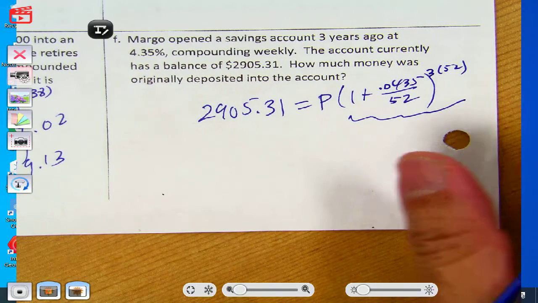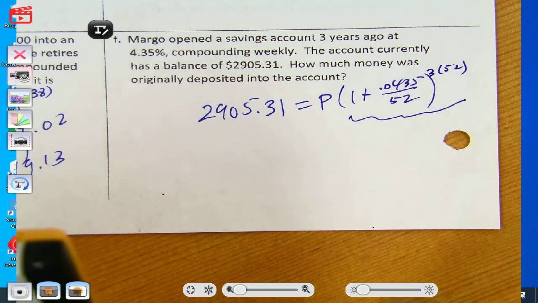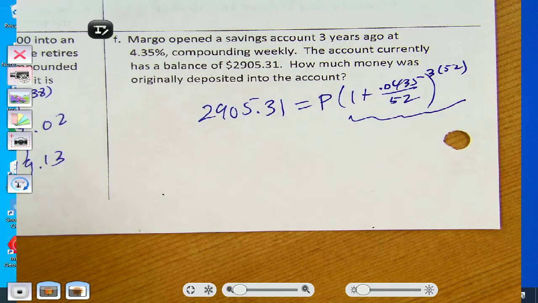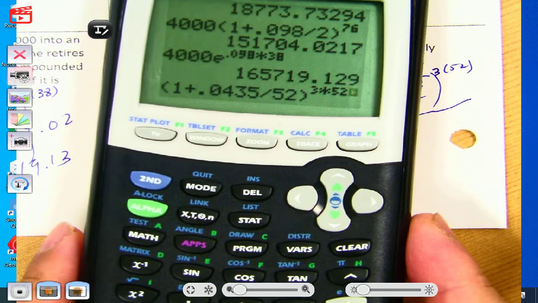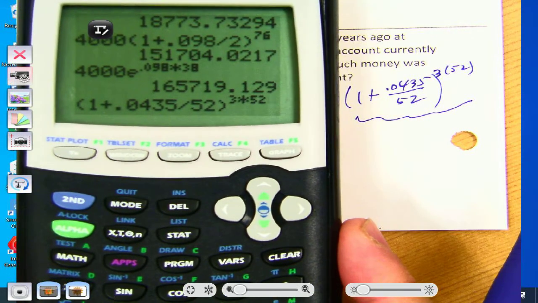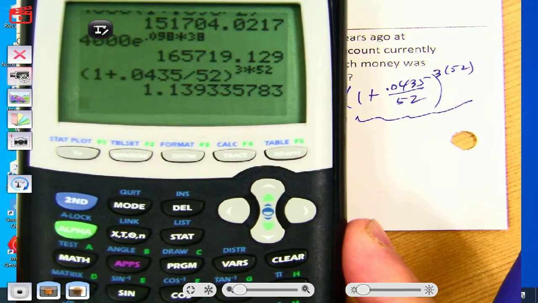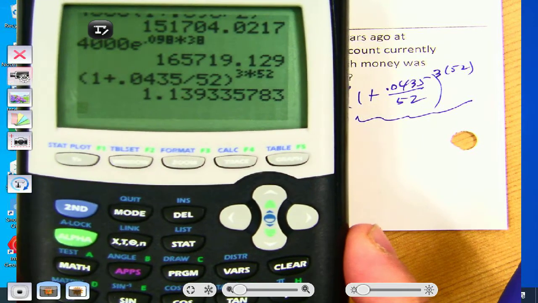Alright, so let's figure out what this number is. So I'm just going to put that in here. 1 plus 0.0435 divided by 52. Raise it to the 3 times 52. So all I'm doing is putting just the interest part in the calculator, and that gives me this long number.